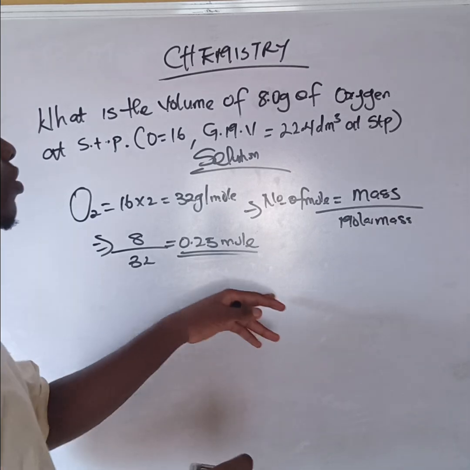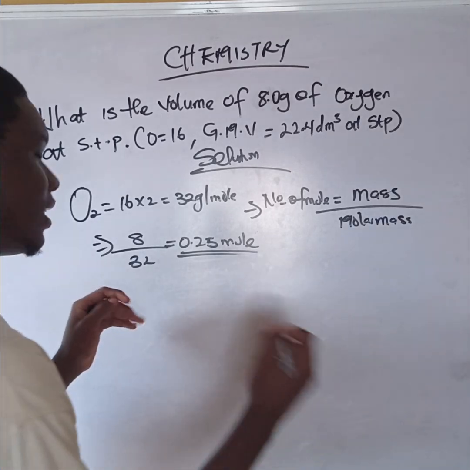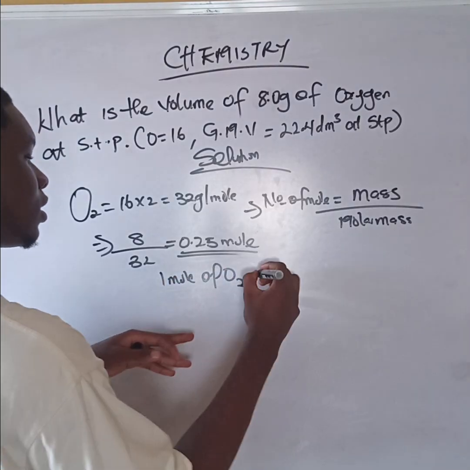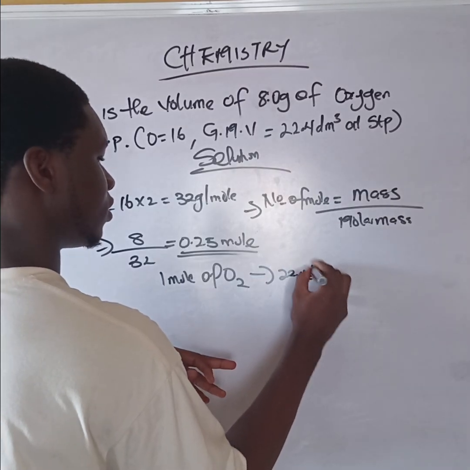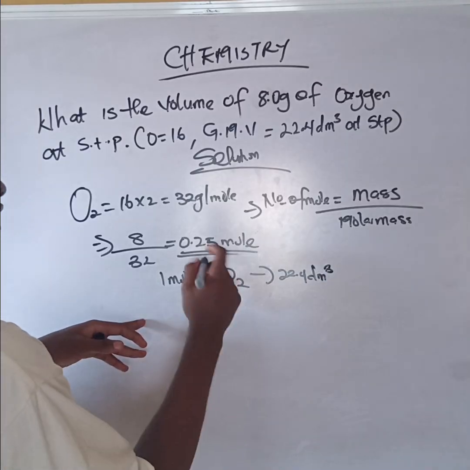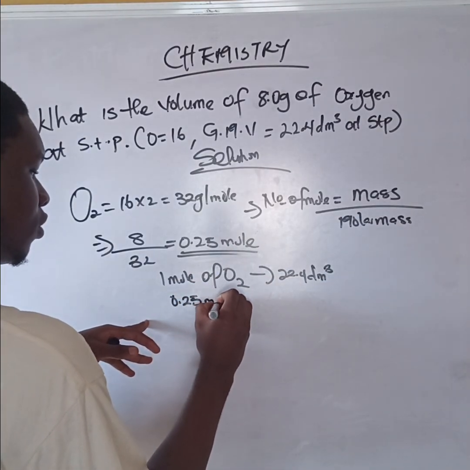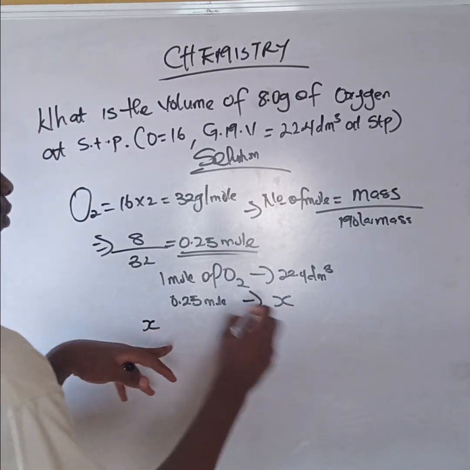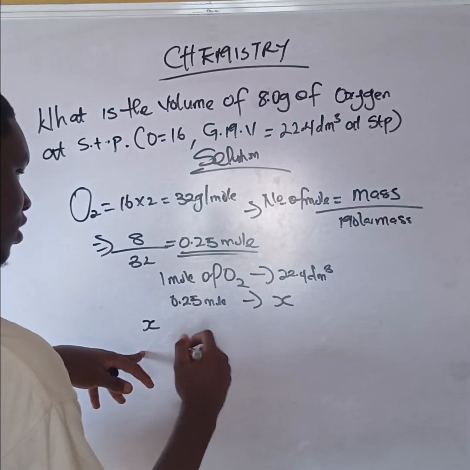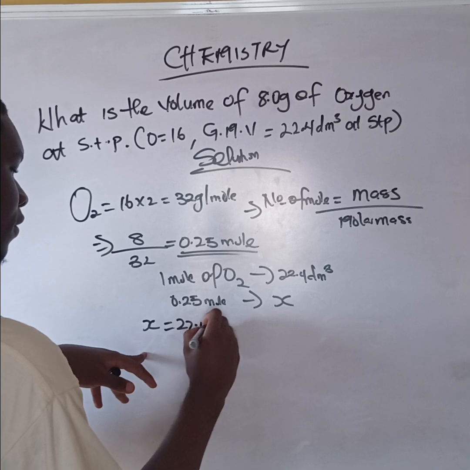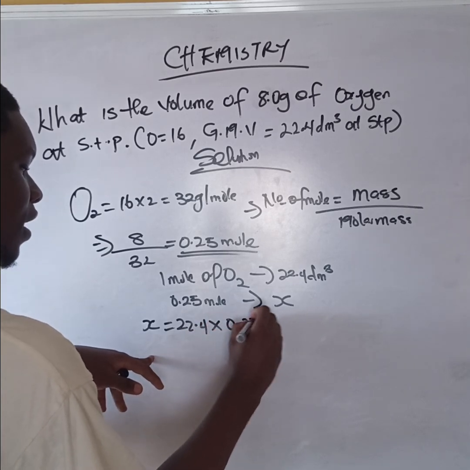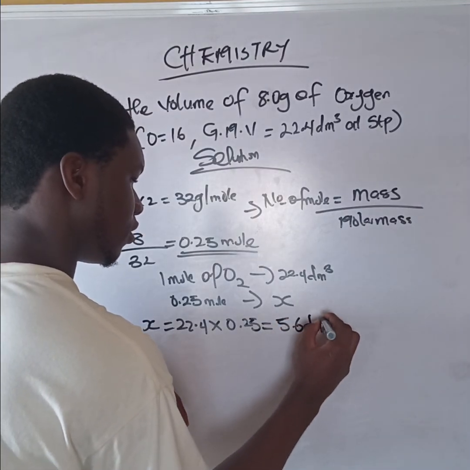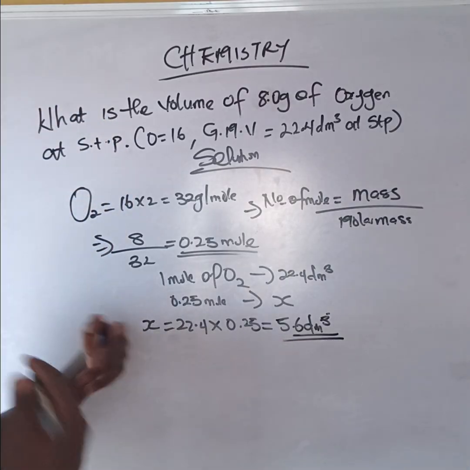I'll go with the first one. The first one is to relate it in terms of their mole. Recall I said earlier that 1 mole of O2, or 1 mole of any substance, contains 22.4 dm³ of it. Then 0.25 mole contains X. Now for this X, of course, cross multiplying, we have 22.4 times 0.25, which is equal to 5.6 dm³. 5.6 dm³.